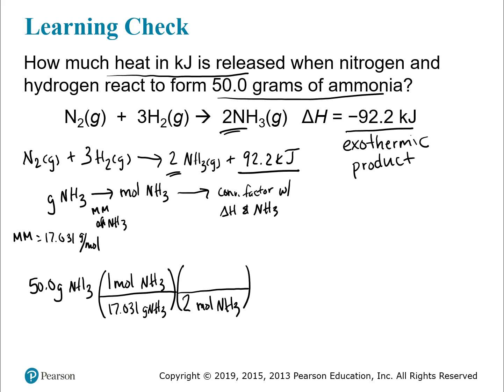That's a 2. We said that 92.2 kilojoules of energy are released when we make 2 moles of ammonia. You do all your canceling and you realize, okay, great, we're going to have kilojoules at the end. You do the math, multiplying and dividing and all that good stuff, and you should get 135 kilojoules of energy released.